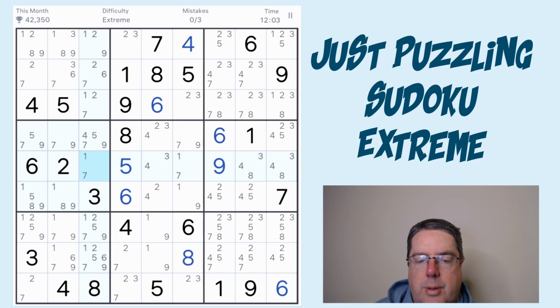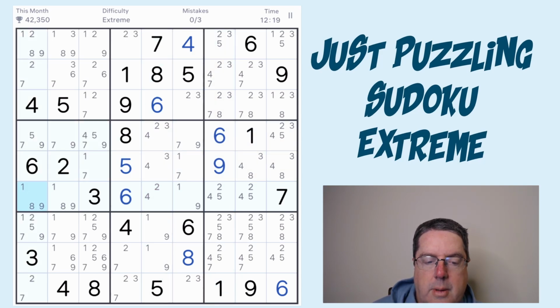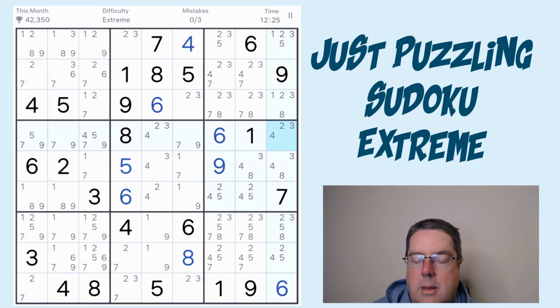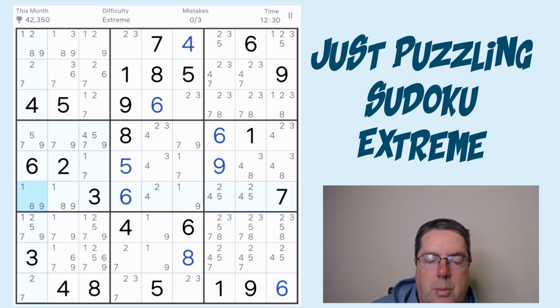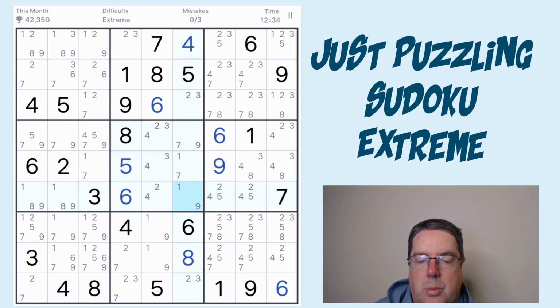What else can I see? I can see 2, 4, 5, 2, 4, 5, 2, 4, so that means that can't be a 5. So 5 is up the top there, 5's there, and 5's the bottom. So that can't be a 5 there. So we can see 1, 8, 9 is there. So that's all making sense.